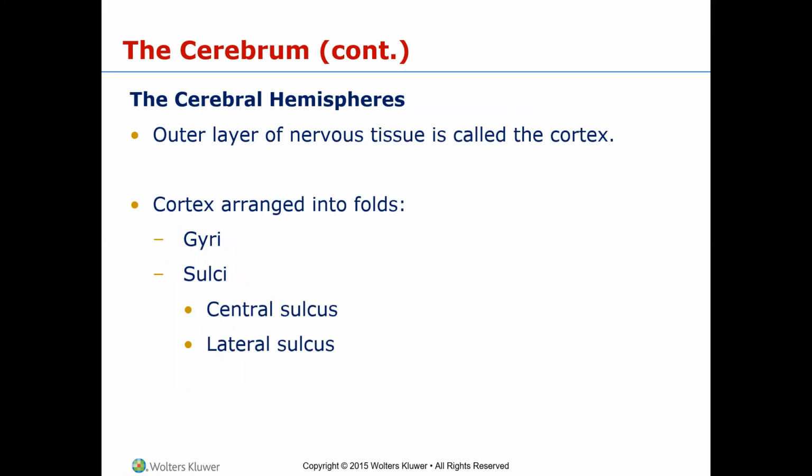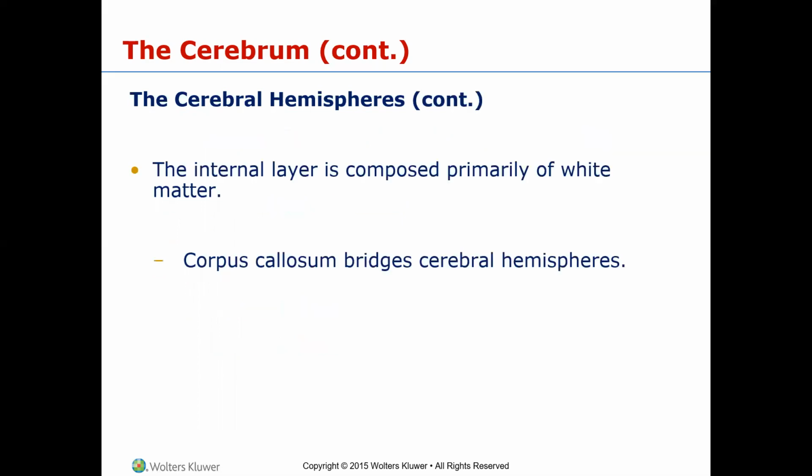So the cerebral hemisphere has an outer layer of nervous tissue, which consists of the gray matter, and we call that the cortex. And as I said, our brain has a lot of folds, and they are gyri and then sulci. And then we have two very marked lines of separation, which are called the central sulcus and the lateral sulcus, which you'll see shortly in a drawing.